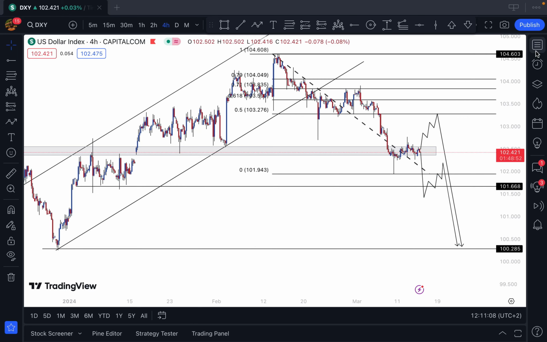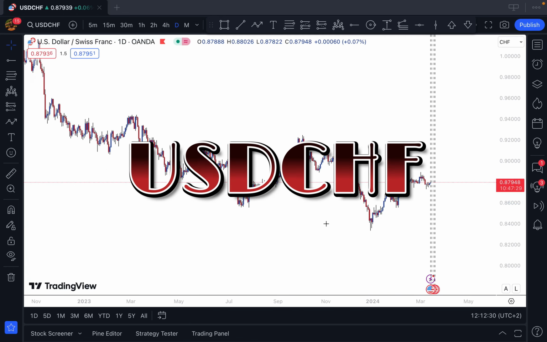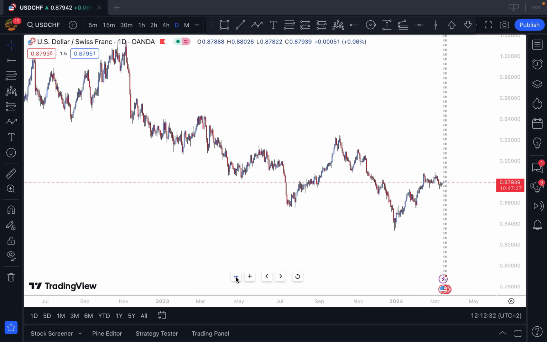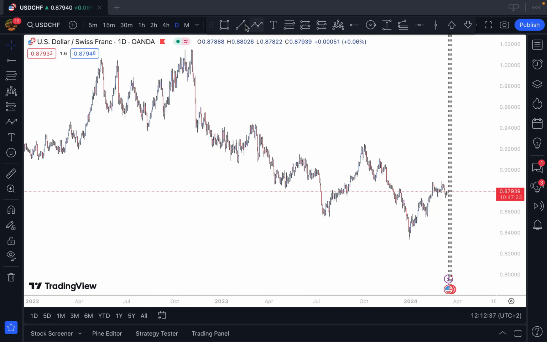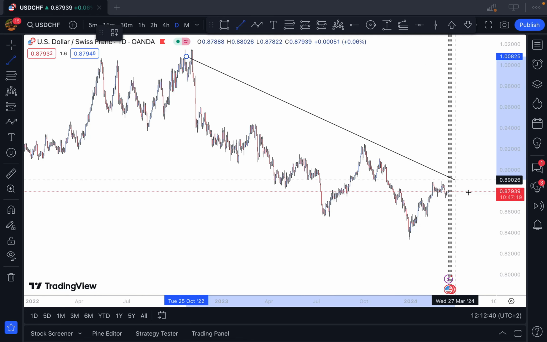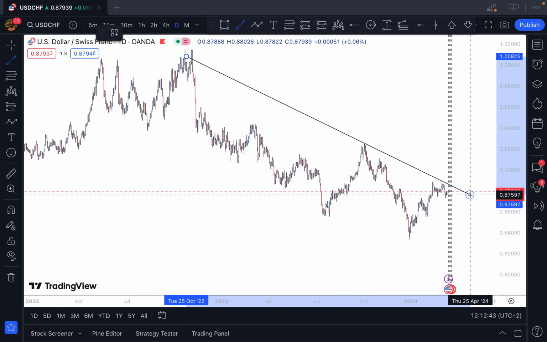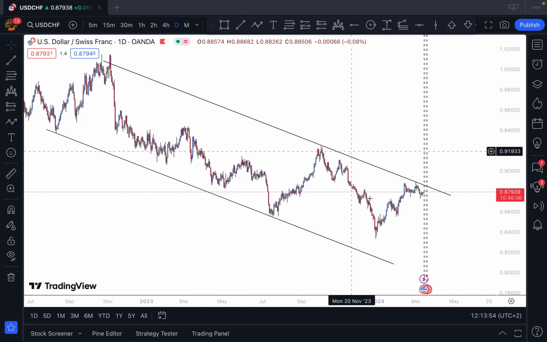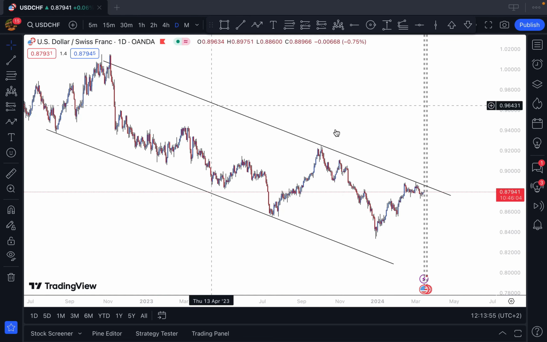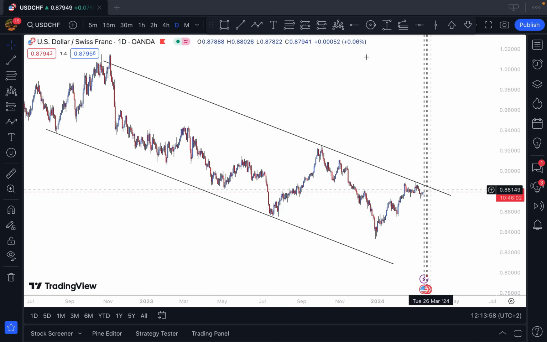Let us move on to our USDCHF. Looking at USDCHF, we can see from our daily time frame that we are in an overall downtrend. Why am I saying so? Because we are seeing a series of lower lows and lower highs.